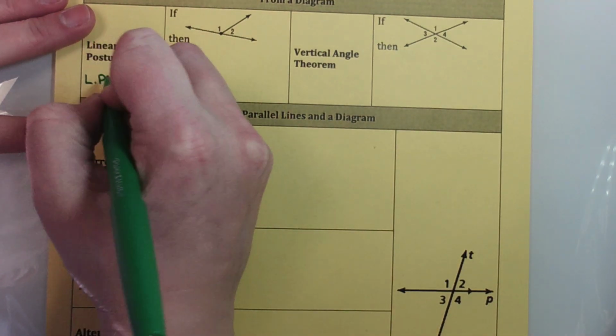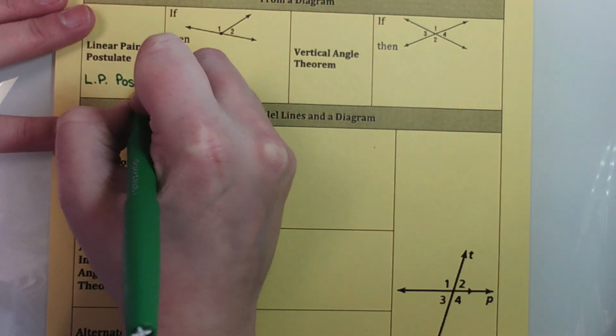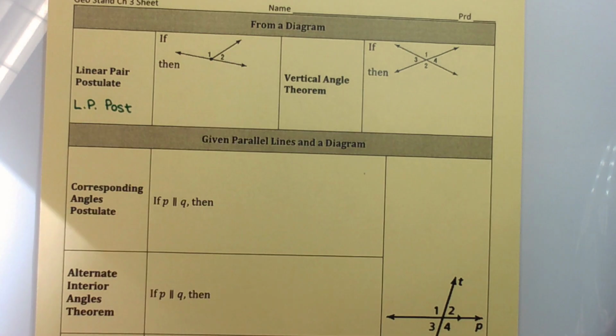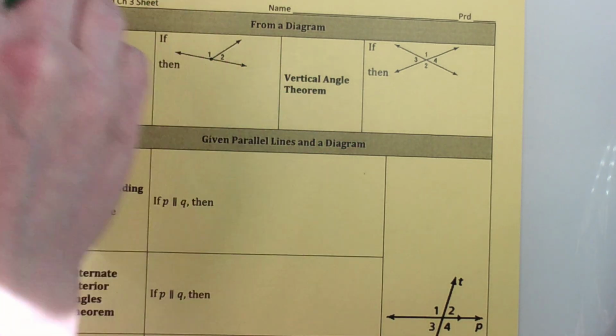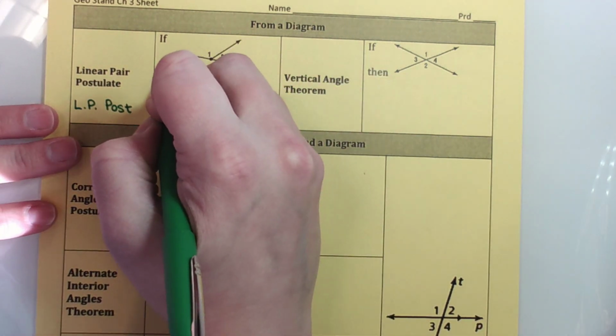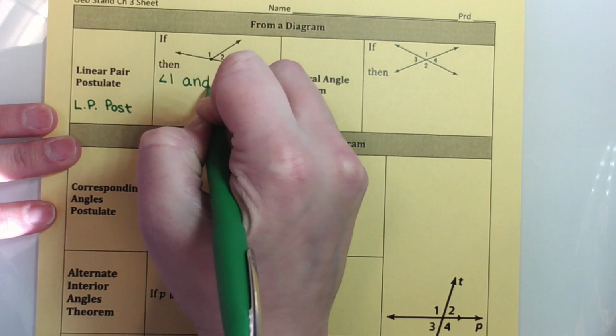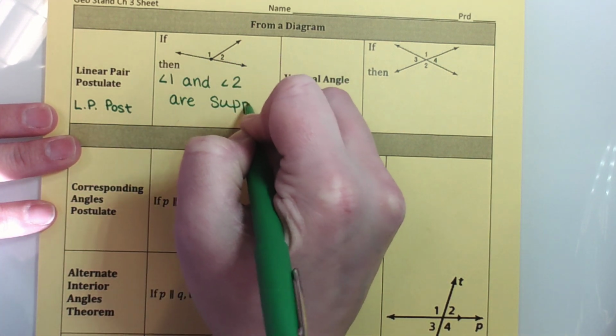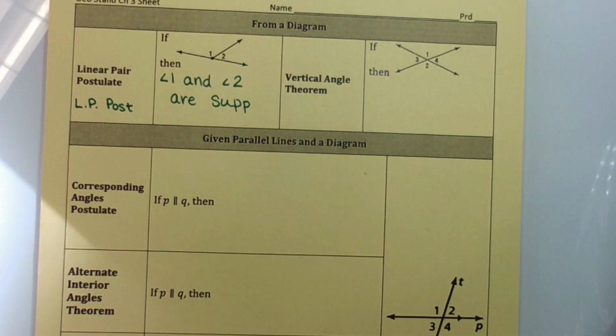So that linear pair postulate, when we come upon the proofs, is one of the ones that comes from a picture, from a diagram. You see a picture like this to get that information, and it says they are supplementary. So when we come across the proofs, if we see a linear pair in the proof, we're able to say that they are supplementary angles.